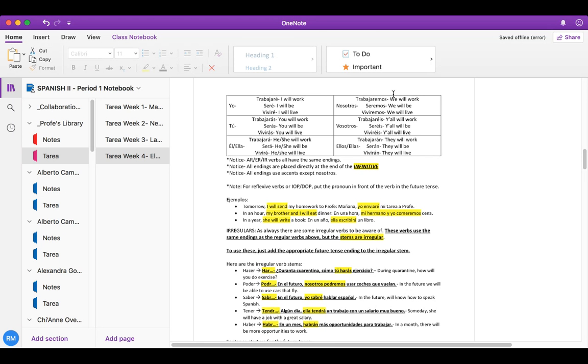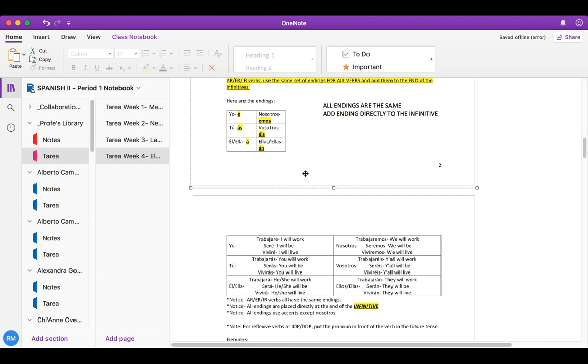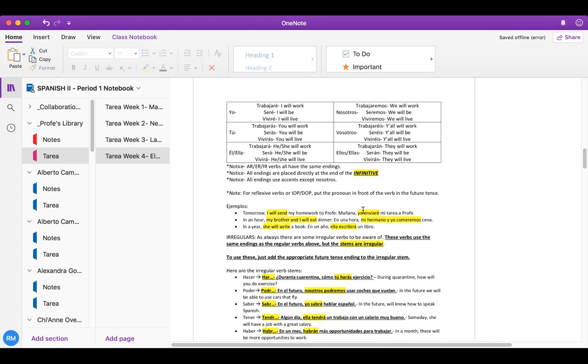The same thing continues for the rest of them. The only thing I want to point out here is that the emos in trabajaremos, seremos, and viviremos, we will work, we will be, we will live, does not have an accent. So you need your accents for the yo, tú, él, ella, vosotros, and ellos, ellas forms, but the nosotros form does not get an accent. So again, it says all AR, ER, and IR verbs have the same endings. Those endings are directly up here. All endings are placed directly at the end of the infinitive, and all endings use accents except nosotros. We should be good on that.